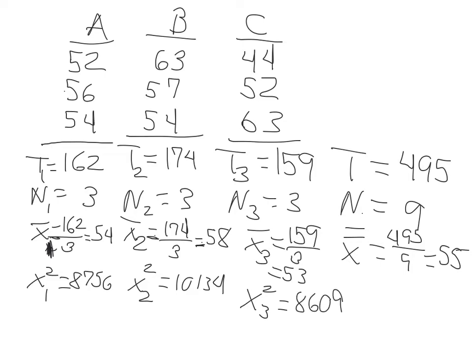8609. Then the important one, the one you really need to know, is the grand total, the summation of the x's squared, and that's 27499, and we're going to use that a lot. Let me write it here, 27499. Okay? So these are the values that we're going to use all the time.